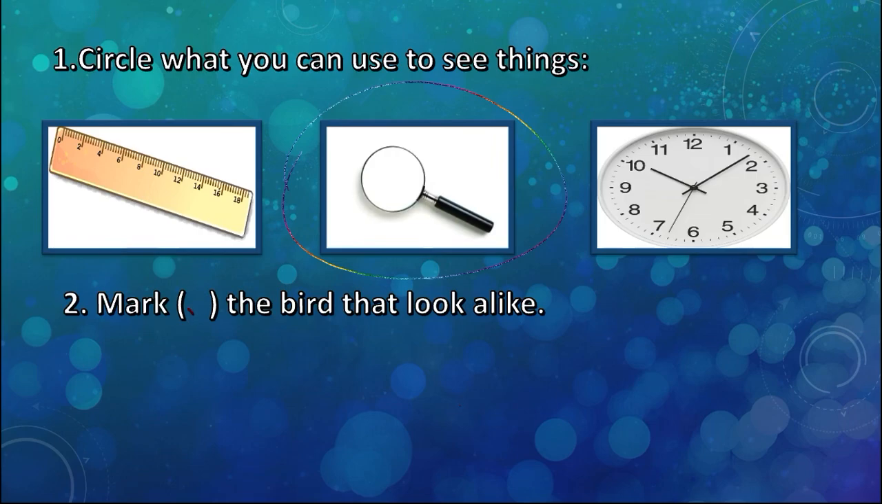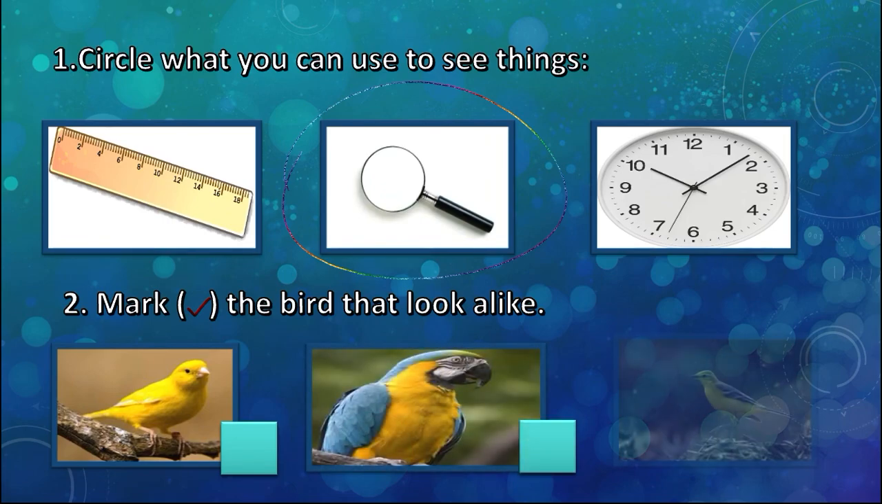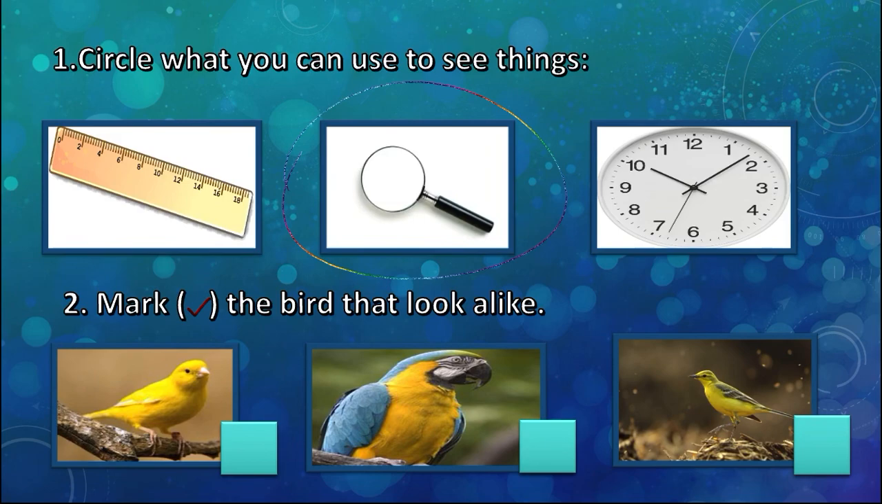The second activity is mark tick the birds that look alike. We have pictures of 3 birds in front of us and we have to circle the 2 birds which have similar features. The correct answer is bird number 1 and bird number 3, because of the color yellow, shape and size. These 2 birds look alike and the second bird is different from both of them.